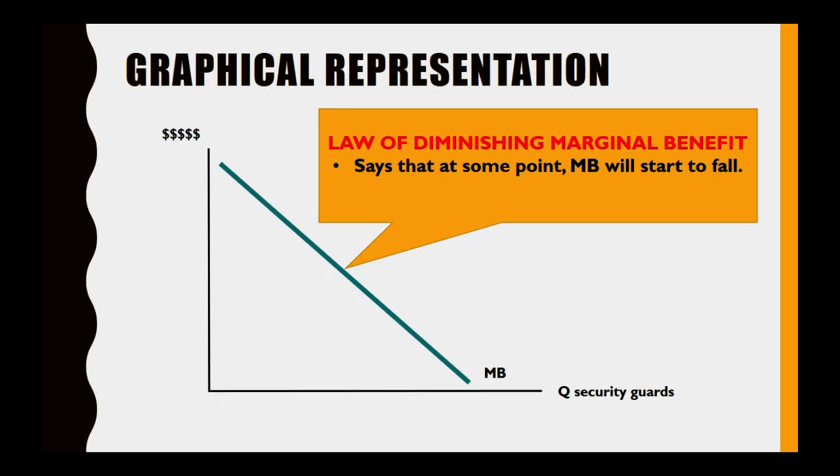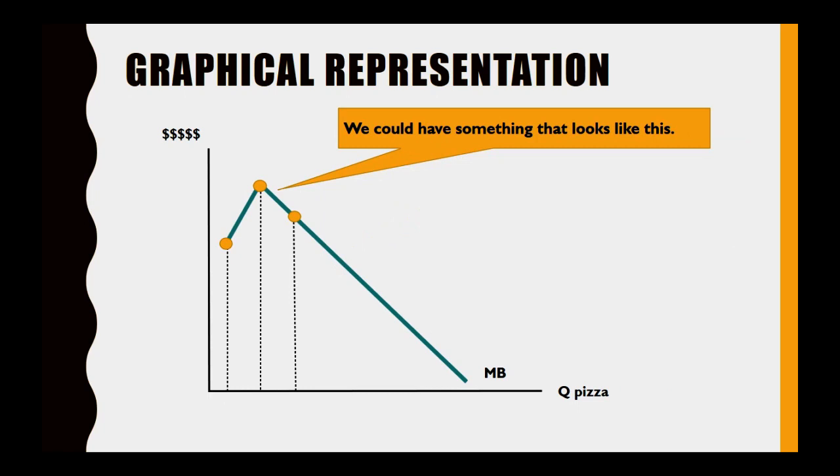Why am I saying at some point? It's always going to happen, but why do I say at some point rather than just say marginal benefits fall? It doesn't always fall right away. You don't have to have diminishing marginal benefits right away, all right? So here's an example that could also occur. Get this in your notes. In this case, what do we see? We see marginal benefit increasing, and then eventually marginal benefit starts to fall.